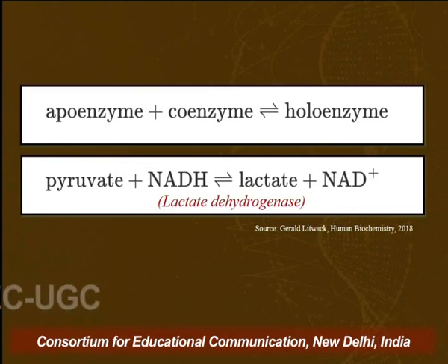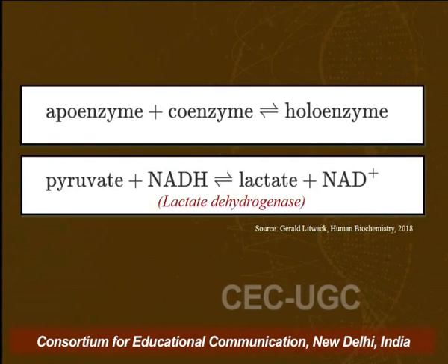over here. By the release of the product and the NAD, the enzyme is now free for another round of reaction, where the enzyme is lactate dehydrogenase. So this is a small example which shows how exactly the apo enzyme and the coenzyme have to function together to form the active part, which is the holo enzyme, and go through the catalytic reaction.